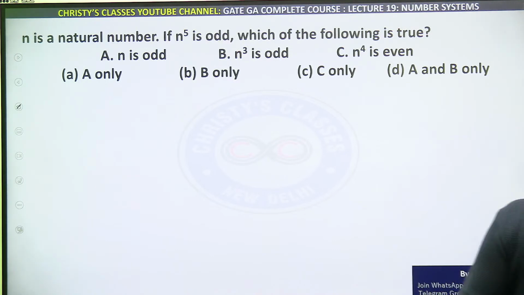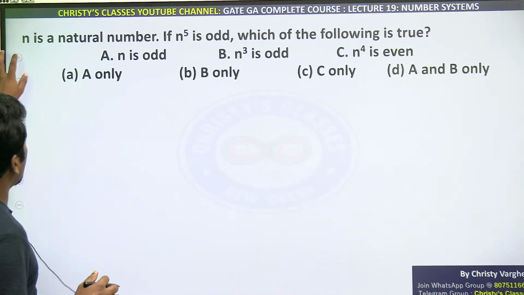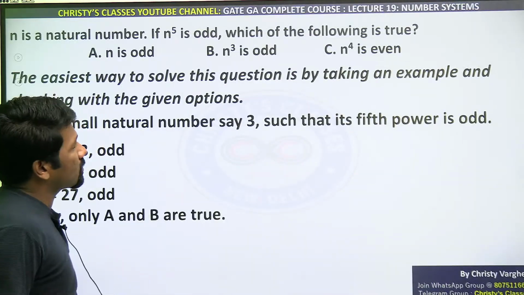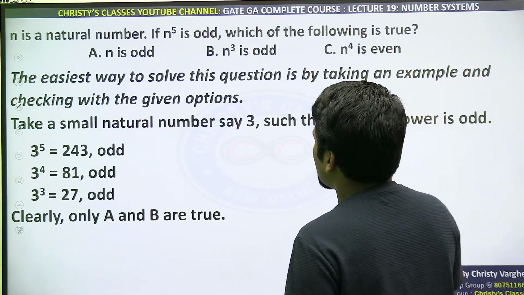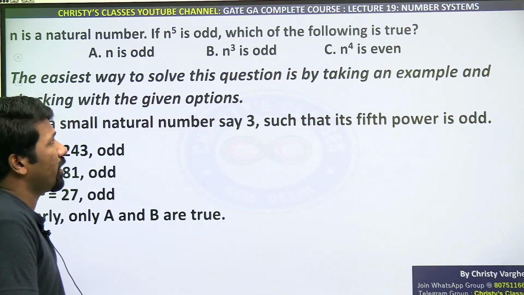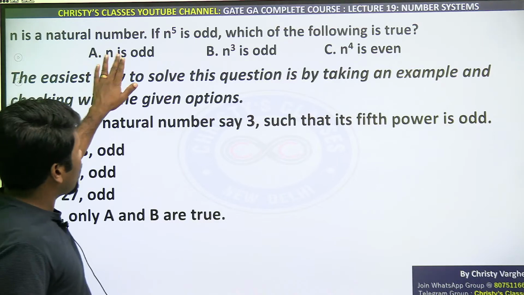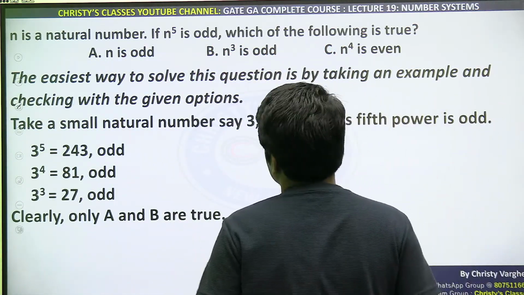So here n is a natural number, n raised to 5 is odd. Which of the following is true? So here you can easily do it by taking examples. The easiest way will be taking example method to understand what the question is asking. n एक natural number है, लेकिन n raised to 5 एक odd natural number है. Which of the following is true? Whether n is odd, n cube is odd, n raised to 4 is even. That is the three things we are asked.